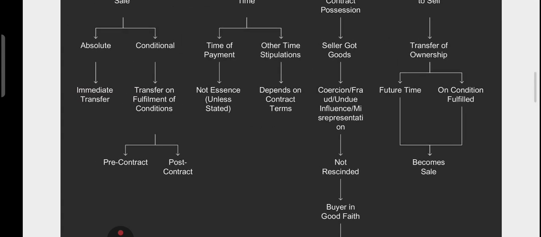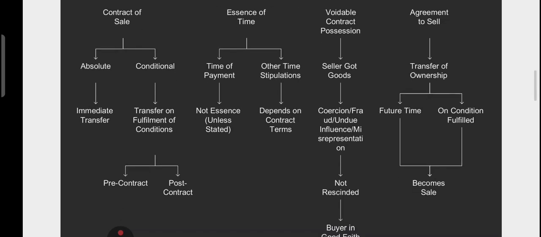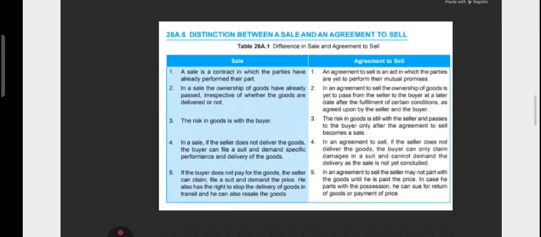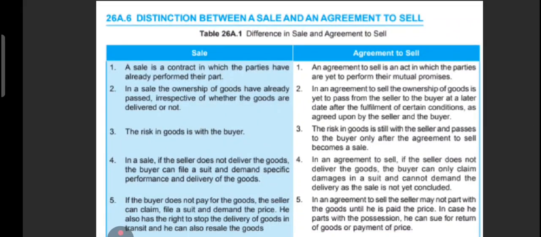So in a nutshell, if we summarize this particular diagram, we can say a contract of sale has many layers. It can be immediate, it can be conditional, time may or may not matter, and ownership can be affected by a hidden flaw, but good faith buyers are protected. I hope it is clear now, right? Now have a look at this particular table. It is just taken from your book, sale and agreement to sale. This difference should be clear. Very, very important. Have a look at it.